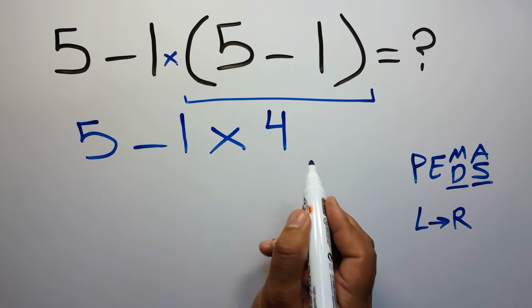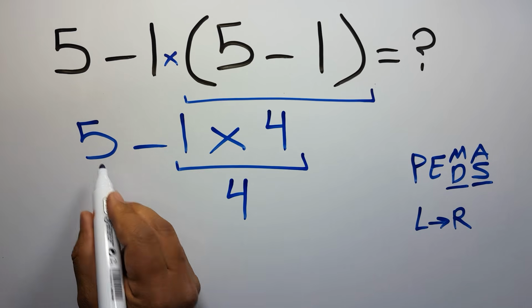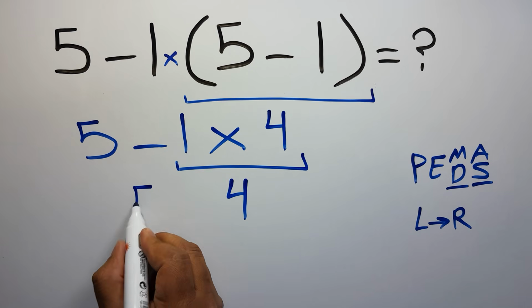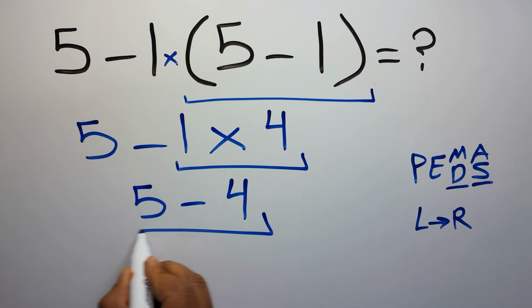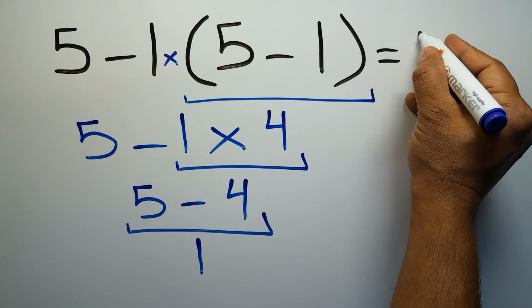1 times 4 gives us 4. So we have 5 minus 4, which equals 1. And this is our final answer to this problem. The correct answer is 1.